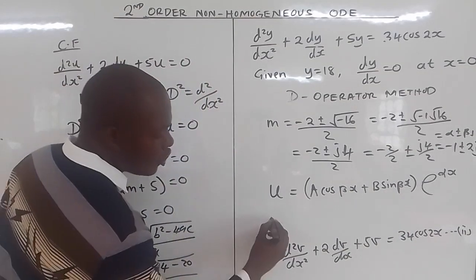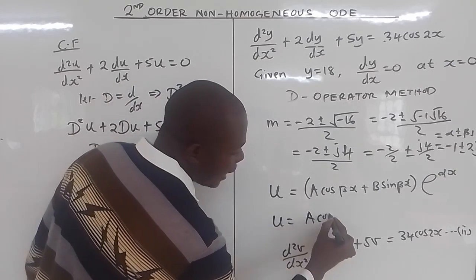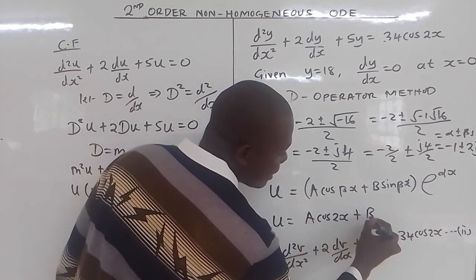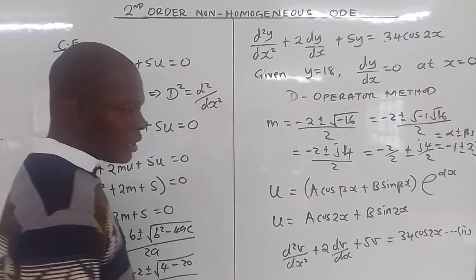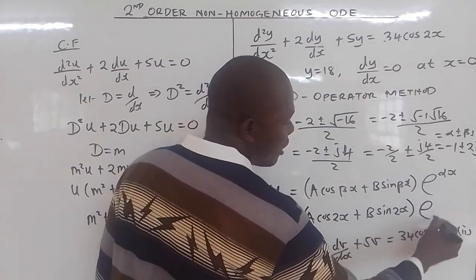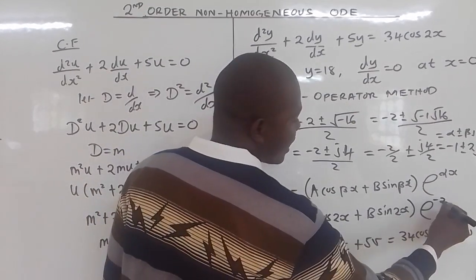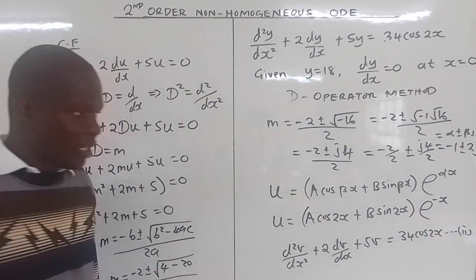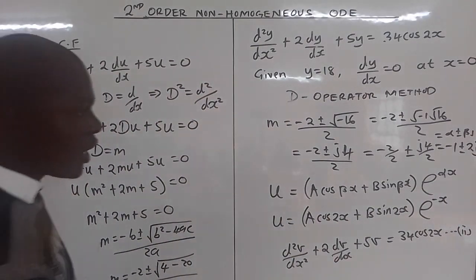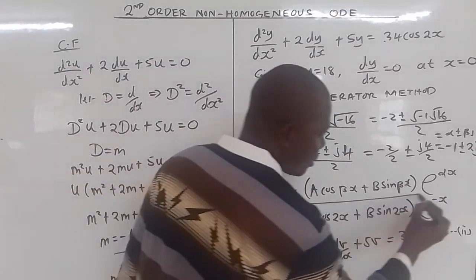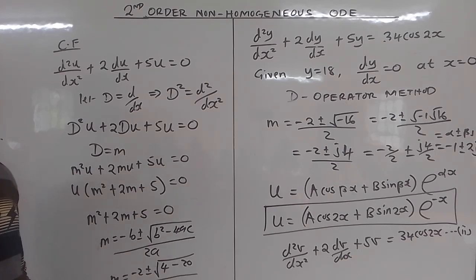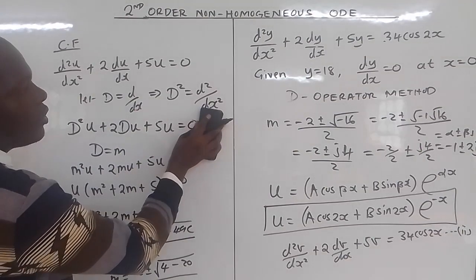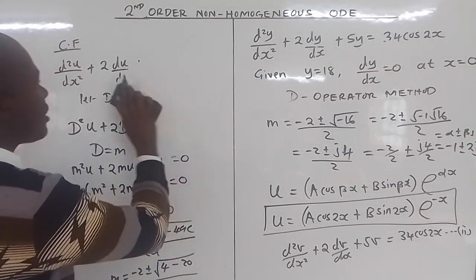So we get u equals a cos 2x plus b sine 2x, times exponential negative x, because alpha is negative 1, isn't it? Are we together? So here we have found u.